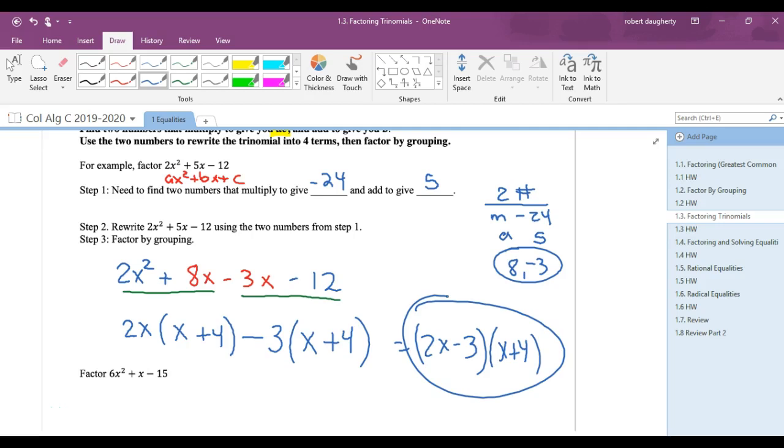Now somebody asked the question, I wrote 8x minus 3x. What would happen if you wrote minus 3x plus 8x? If you wrote it in a different order, it doesn't matter. Okay, you're going to get to the same answer. So there's no magic for that.